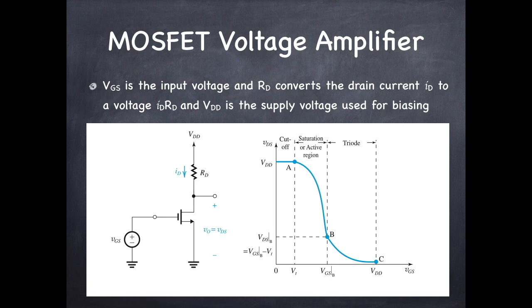Here you can observe that VGS is the input voltage, RD, the drain resistance, is the load resistance, and this load resistance converts the drain current to drain voltage, which is equal to ID times RD. VDD is the supply voltage, powers up the amplifier, and together with this drain resistance establishes operation in the active region. We can say that this RD and VDD is a part of biasing circuit. We'll discuss the biasing circuits in the coming slides.